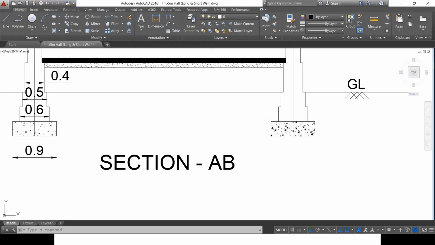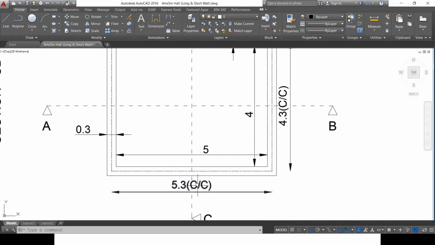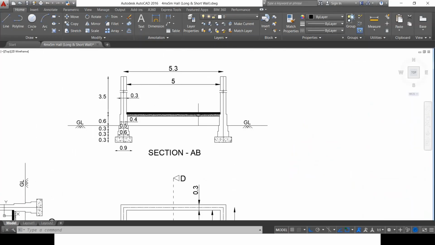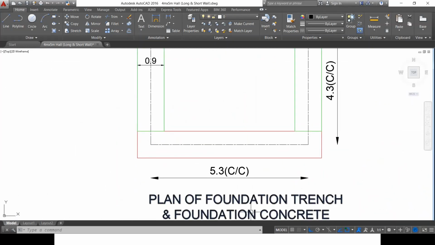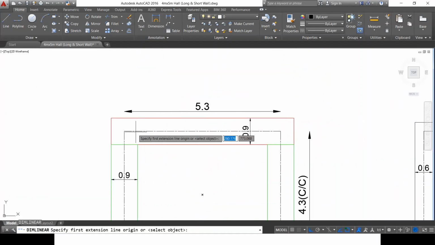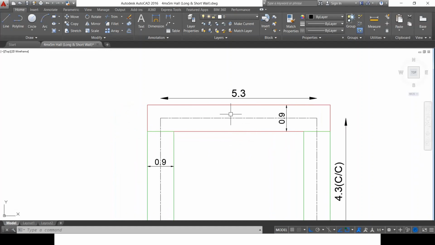Again, we have to do the same thing. Long wall and short wall. There are two numbers of long walls, so let me consider the number as 2. Now let us look at the length. What is the length here? The foundation trench and the foundation concrete are the same, because if we look at the length, it is the same. 5.3 meter is the center to center distance, and I'm going to place plain cement concrete all over this area. Whatever area I've excavated, all over that area, I'm going to place the foundation concrete.